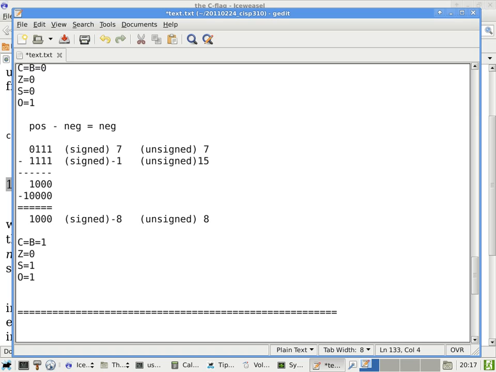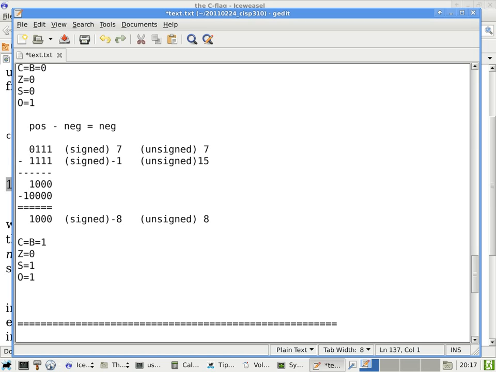I guess the way to look at that is pretty much borrowing 16 and then adding it to 1 and then subtracting the 15, because you're actually borrowing 1 from the next.